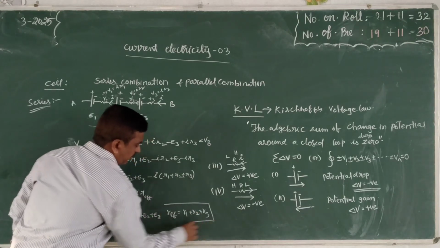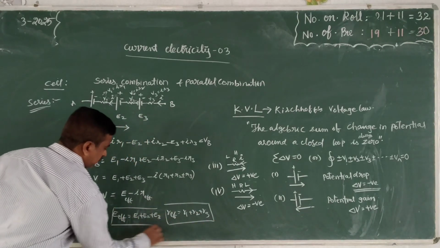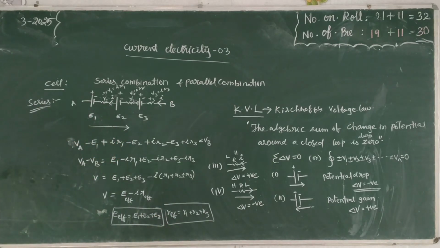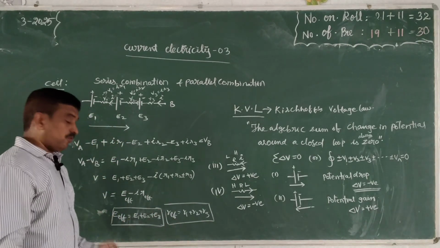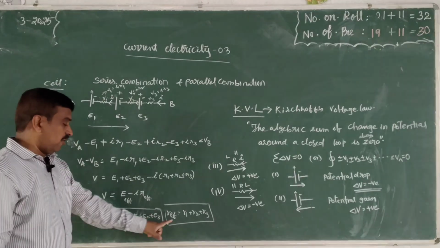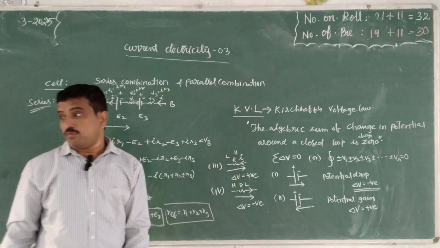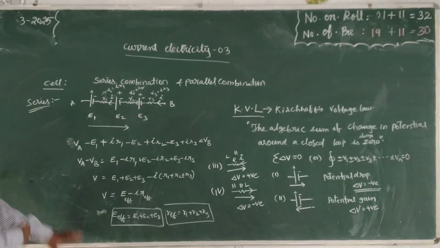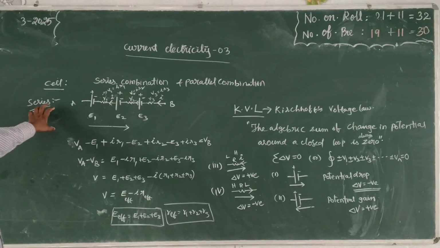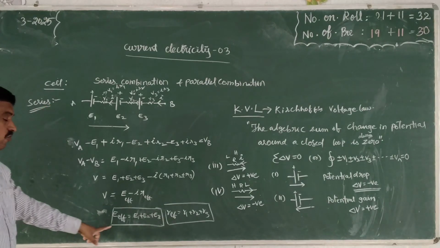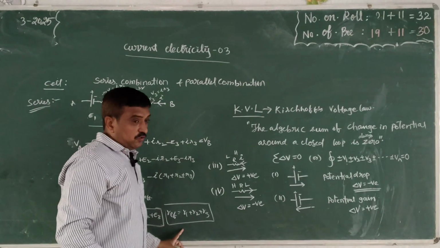This is the E effective and R effective when cells are connected in series. When cells are connected in series, the effective EMF is E1 plus E2 plus E3, and the effective internal resistance is R1 plus R2 plus R3. In this case, this is the series combination. What is the effective EMF now? This one. The effective resistance, this one.